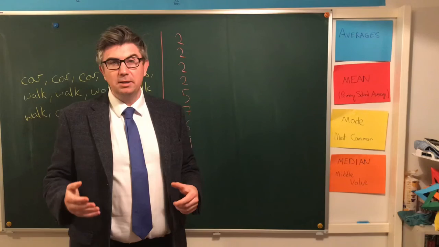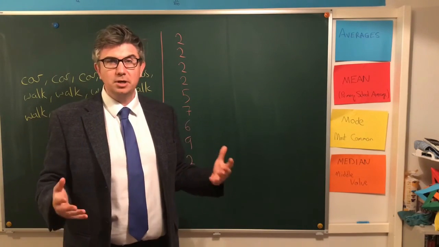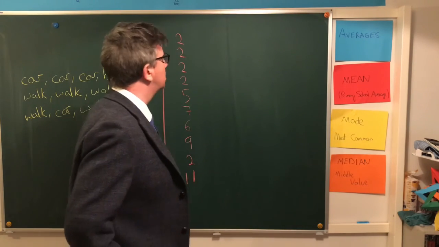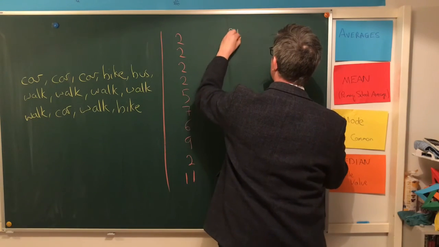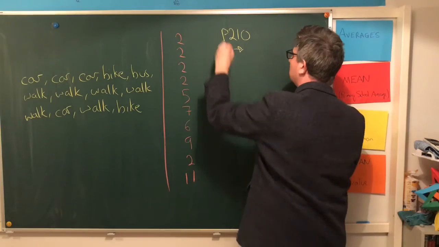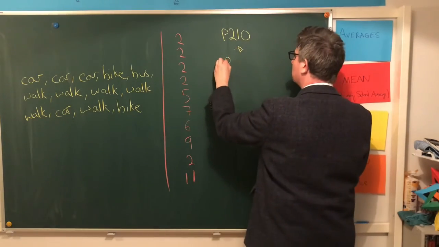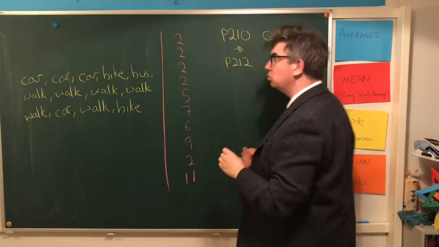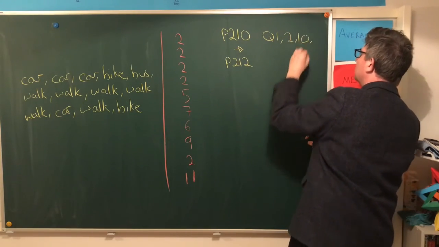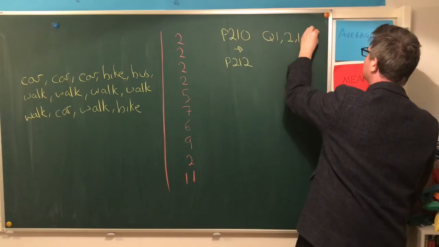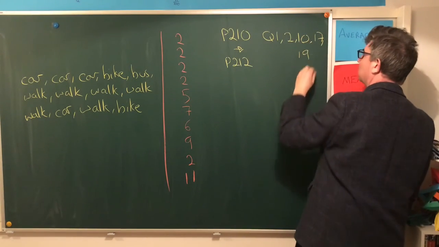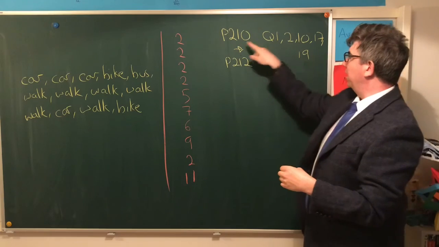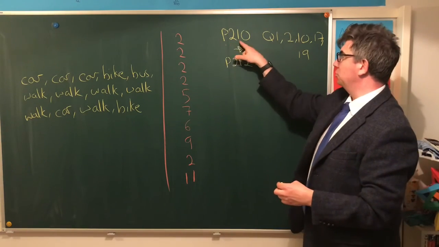So, gents, that's the theory for today. I'm going to send you some homework now. I have it written just behind the camera, so it's page 210 to page 212. And it's question 1, 2, 10, 17, and 19. Okay, so question 1, question 2, question 10, question 17, question 19 on pages 210 to 212.